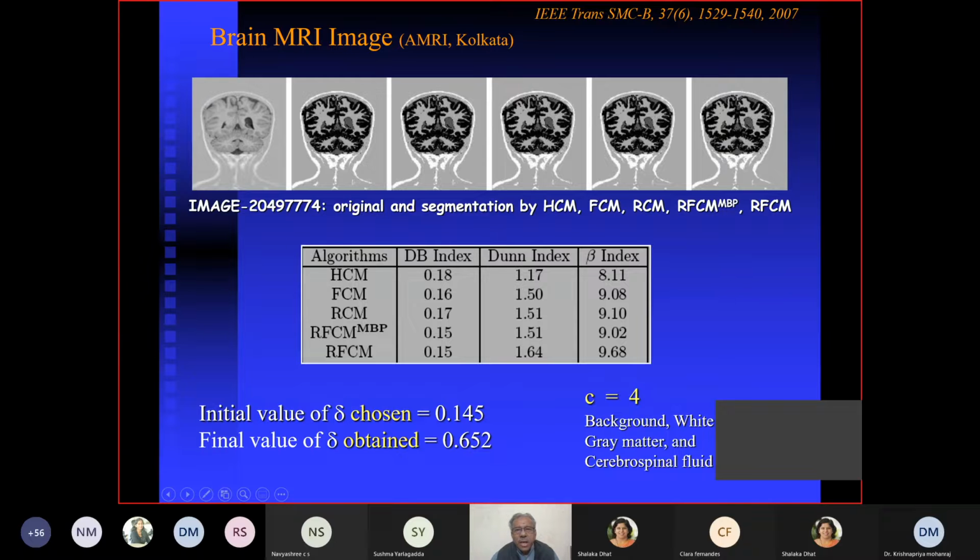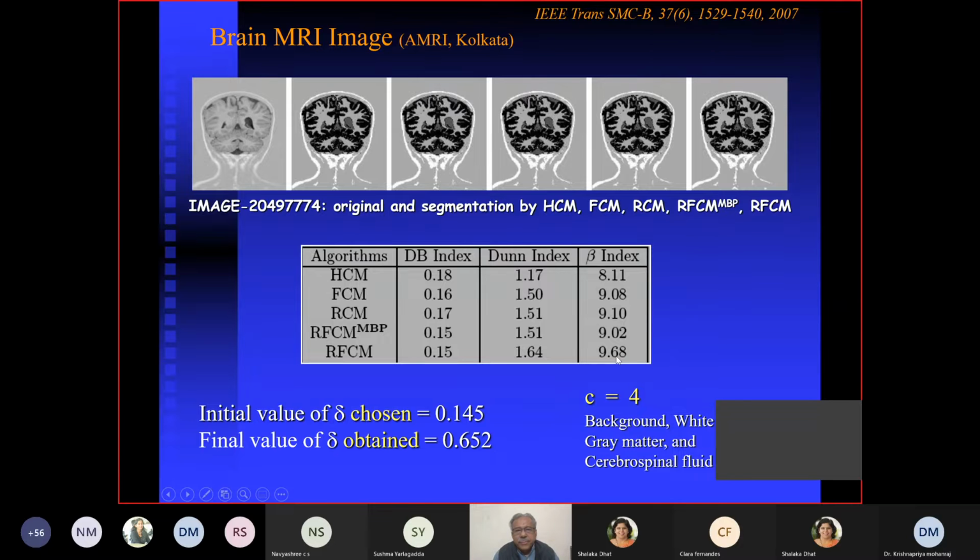So if you look at this, HCM, hard C-means, fuzzy C-means, rough C-means, that is where lower and upper are crisp. And this is another one, where lower and upper are both fuzzy. And here lower is crisp, but fuzzy. DB index, I will explain what the DB index is. The DB index value should be less, the Dunn index should be more, the beta index should be more. I have explained beta already. A higher value of beta means better segmentation for a fixed number of C. So you see that for this one, the DB index is less, the Dunn index is more, and this index is more.